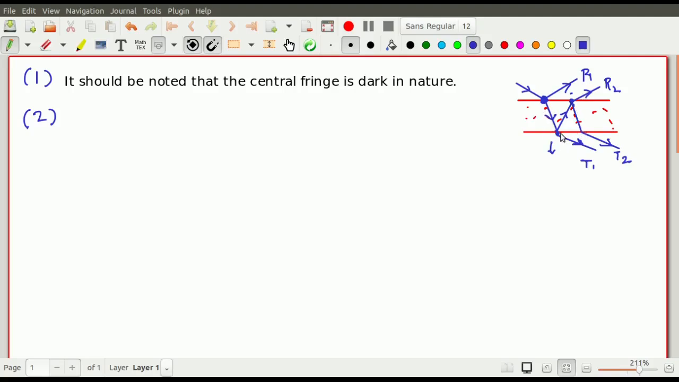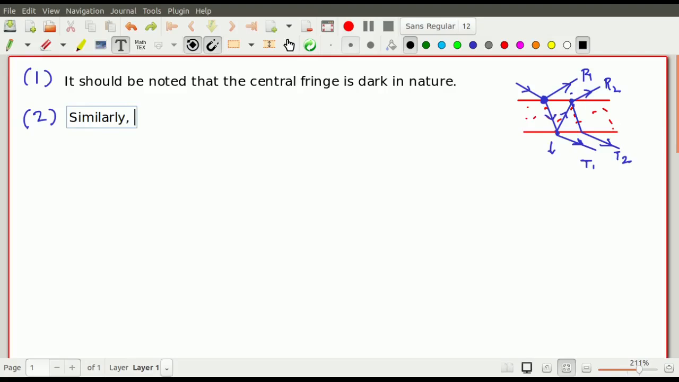So both of the reflections are from the rarer medium, so neither T1 nor T2 suffers any extra phase change. And here, just like the Fresnel biprism or the double slit experiment, the central fringe will definitely be bright. You understand that the central fringe over here will definitely be bright.